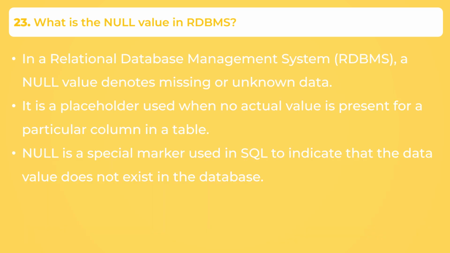Next is, what is the null value in RDBMS? In a relational database management system, a null value denotes missing or unknown data. It is a placeholder used when no actual value is present for a particular column in a table. Null is a special marker used in SQL to indicate that the data value does not exist in the database.